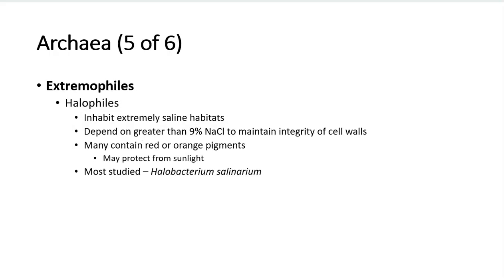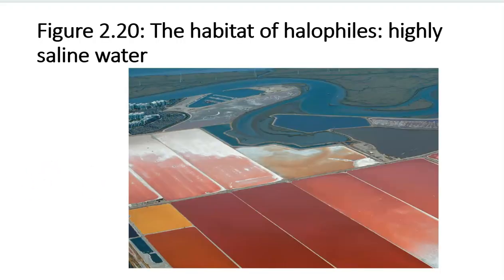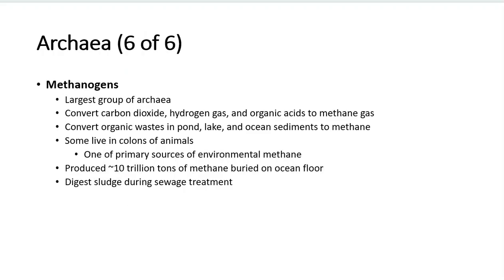And again, the halophiles, you have to have greater than 9% salt. They may have pigments in them. The most studied one is halobacterium. And again, this is Great Salt Lake. You can see the different colors, highly saline water. But again, these guys don't cause us problems.